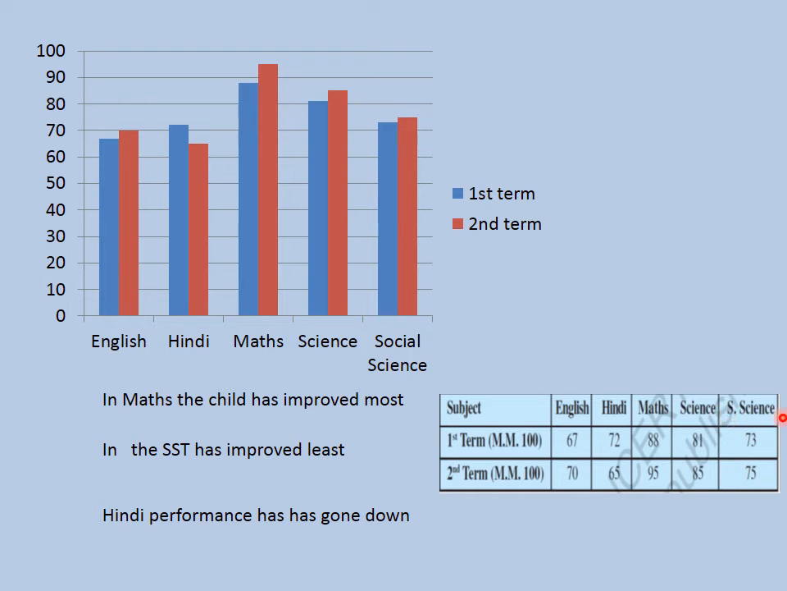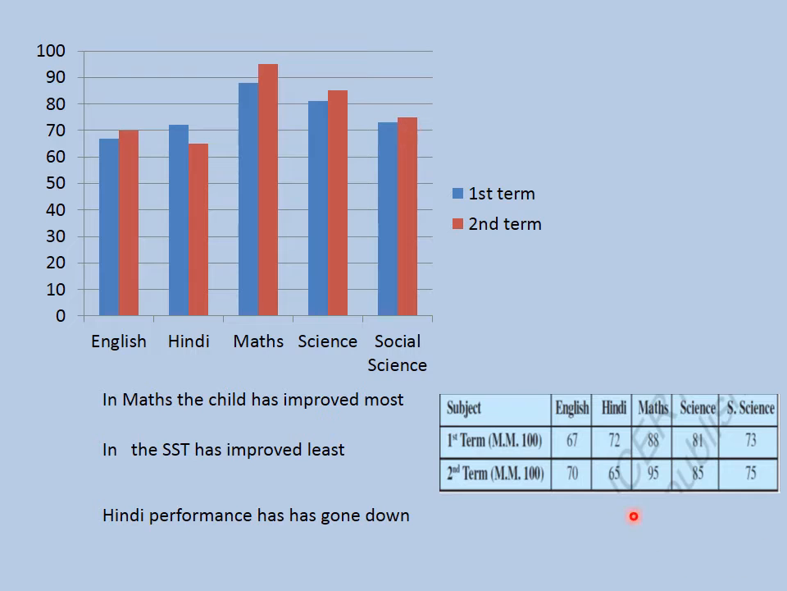Next we have social science. It is 75, a little above 70 and a little below 80. Isn't it? 75 means it is below 80 and above 70, so 75 is in between 70 and 80.